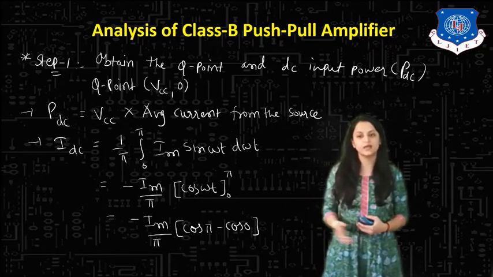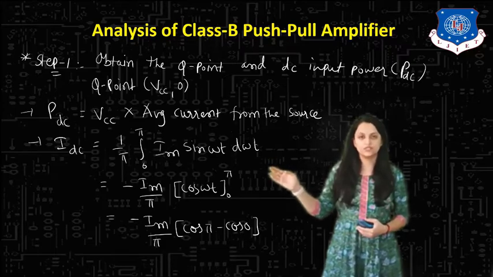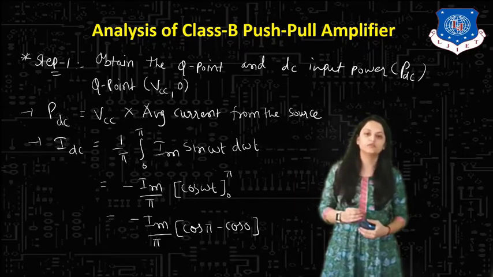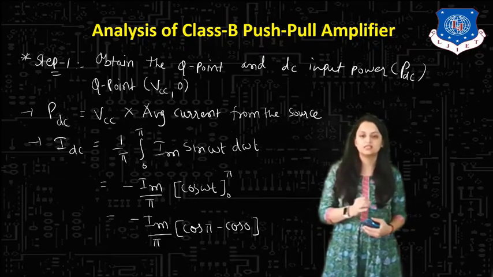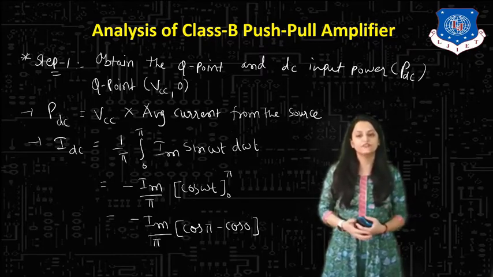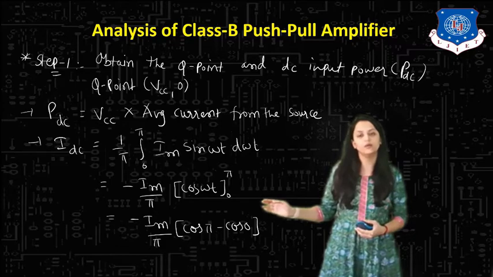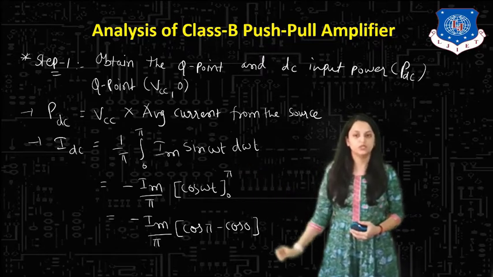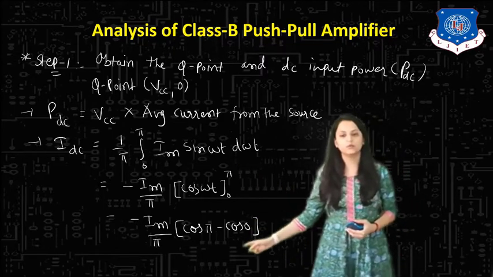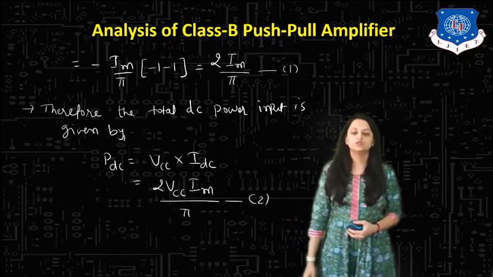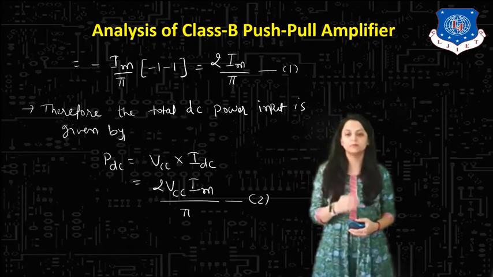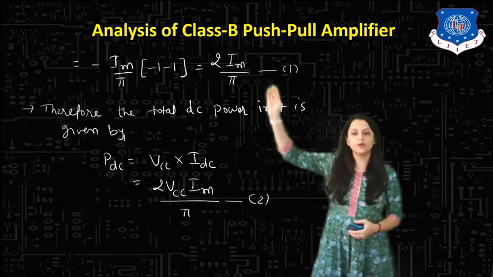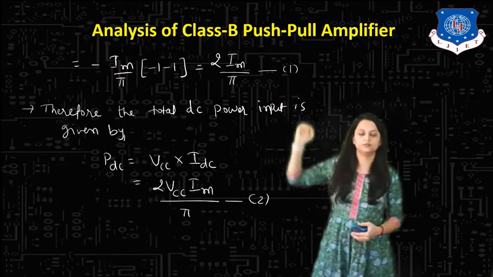IDC is given as 1/pi integration from 0 to pi of Im sin omega t dt, where Im is the maximum current flowing and omega is the frequency. If we do the integration of this, sin omega t will give minus cos omega t from the interval 0 to pi. If we place t equals pi, this will become cos pi minus cos 0. So the next step will be minus Im by pi in the bracket cos pi, that is minus 1, minus 1, equals twice Im by pi. That is equation number 1.